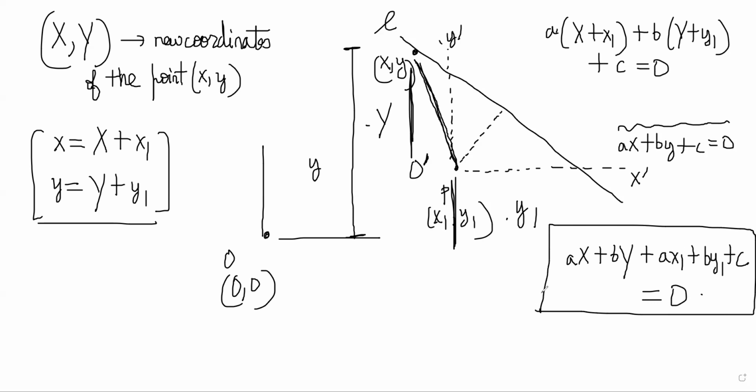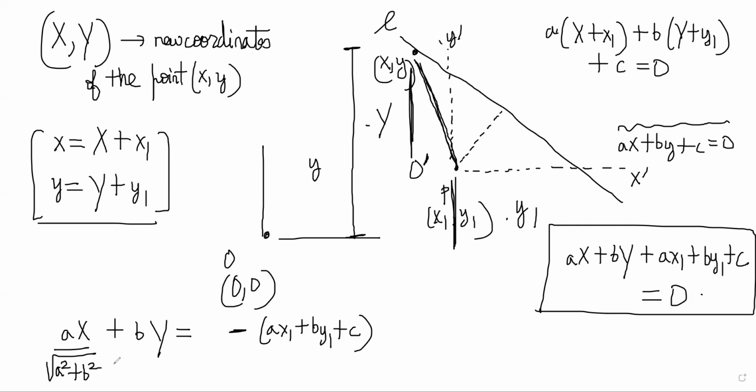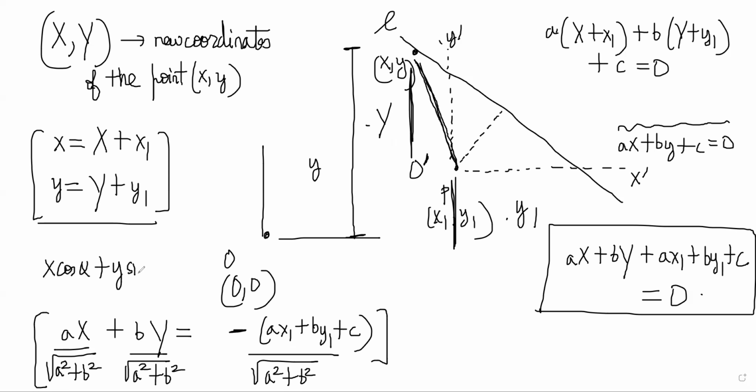This is my equation. Now, if you think about it, this equation can be written like this: AX plus BY is equal to minus of AX1 plus BY1 plus C, right? And if you divide both sides by root over a square plus b square, then you get this situation, right? And now you can see that this equation looks like the x cos alpha plus y sin alpha is equal to p equation. This was the normal form equation of the straight line, right?